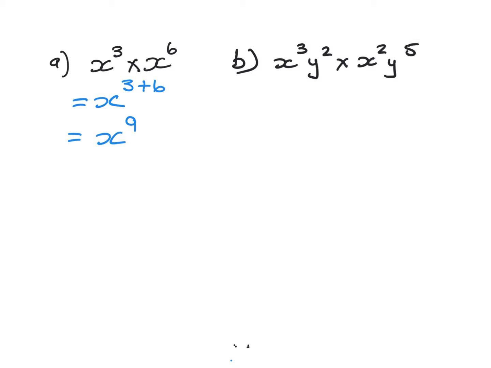So we can write it as follows. Equals x, and the first one is a 3 and the second one is a 2. And y to the 2 plus 5. And therefore that has to be x to the power of 5, y to the power of 7. And that would be our answer.